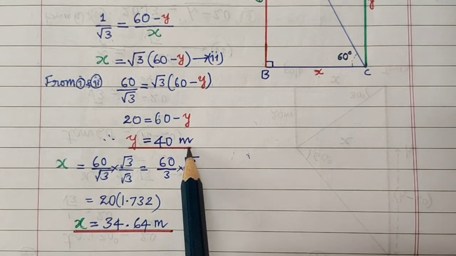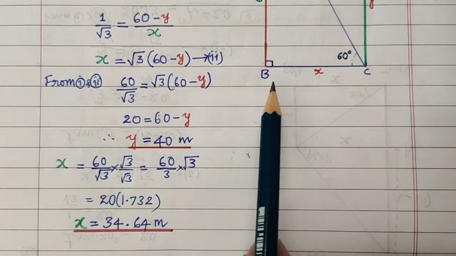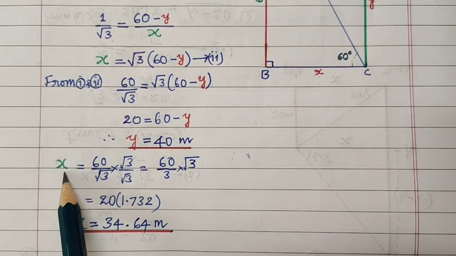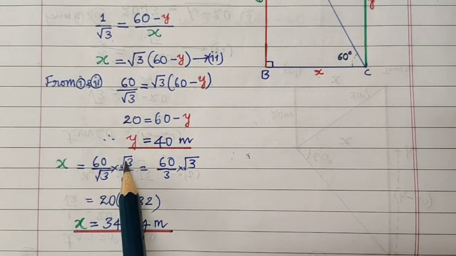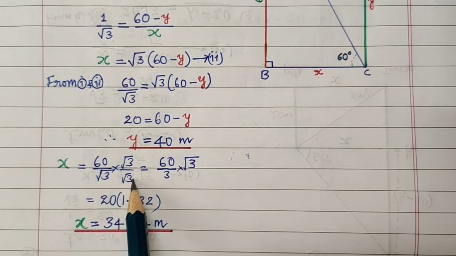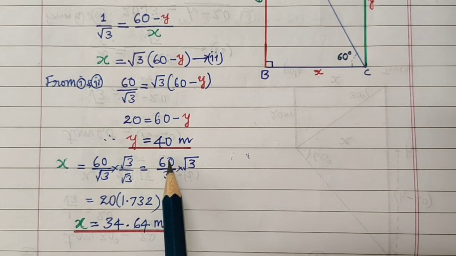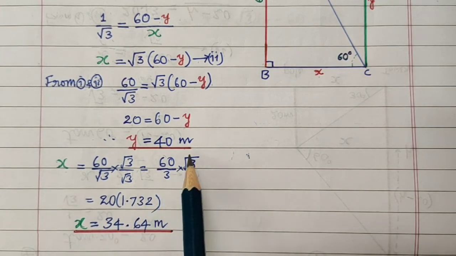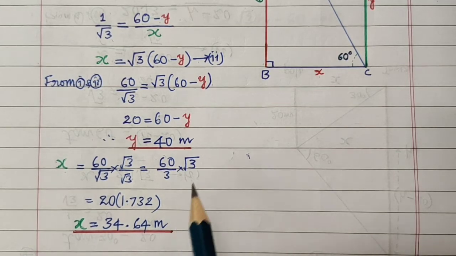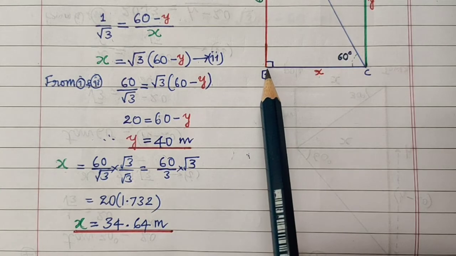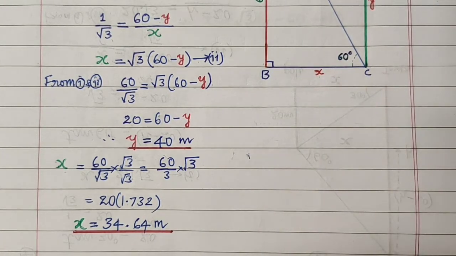Then we can find out the distance between the building and the lamp post. Then x is equal to, we already know, 60 by root 3. Multiply and divide by root 3 to make the denominator 3. Root 3 into 3, 60 by 3, that is 20 into root 3. Root 3 is 1.732. Therefore x is equal to 34.64 meters. That is the distance between the building and the lamp post.